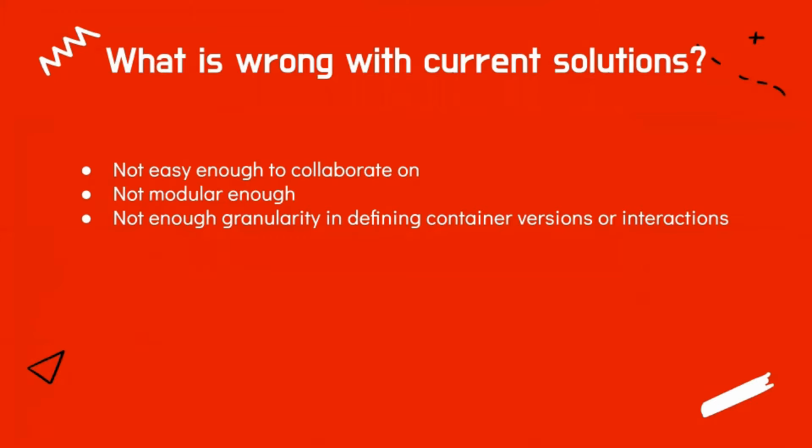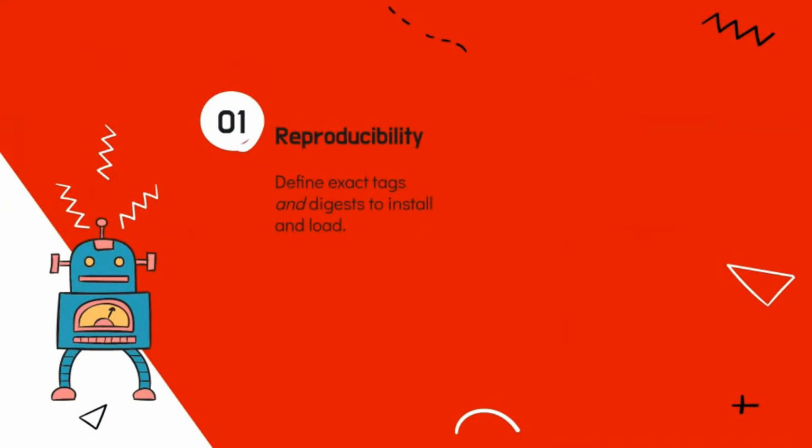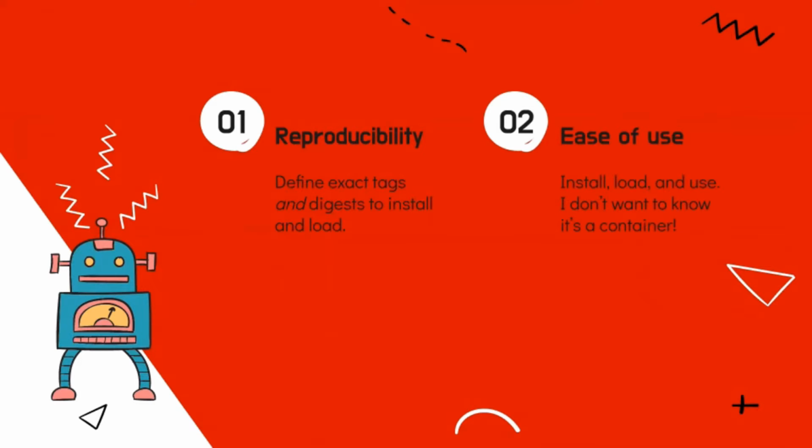So what's wrong with these current solutions? Well, I thought that they weren't easy enough to collaborate on. They really weren't modular enough. And I didn't think there was enough granularity in really being able to define container versions and interactions. So my goals for developing Singularity Registry HPC, I wanted reproducibility. I wanted to define exact tags and digests to install and load. I wanted it to be easy to use.